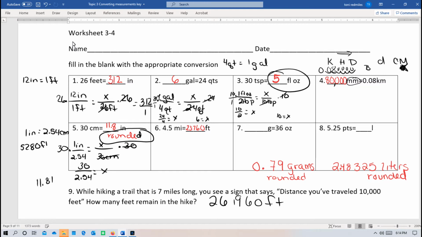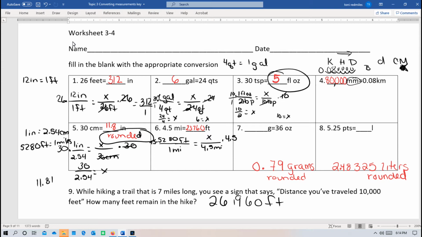5,280 feet equal 1 mile. Okay, and I want to know feet, so I'm going to put that big old number on the top, and I'm going to put 1 mile on the bottom. All right, and that's going to equal the 4.5 miles that I have, and I need to figure out how many feet. So I'm going to multiply both sides by 4.5.